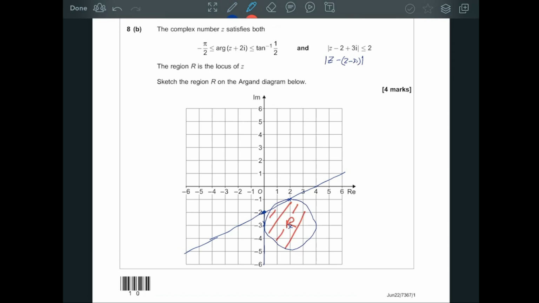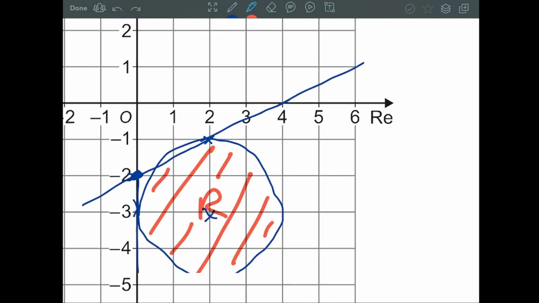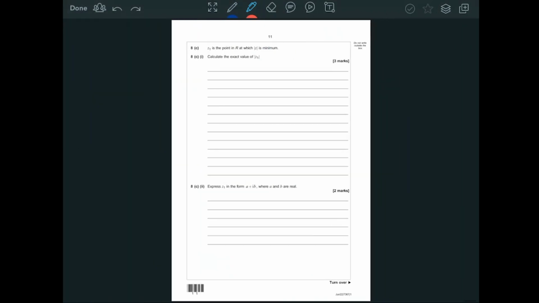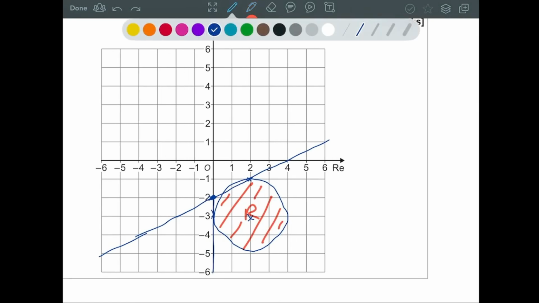is this region here. Notice it looks like the only bit missing is a tiny little slither here. Other than that, it's just a circle. So final couple parts, Z1 is the point which it is minimum. So we want to find the point in this picture where the modulus is minimum.